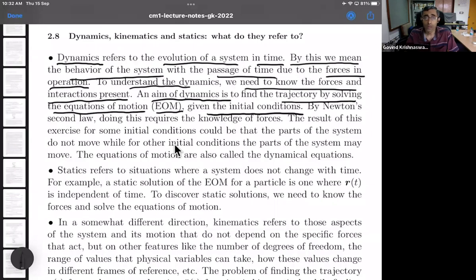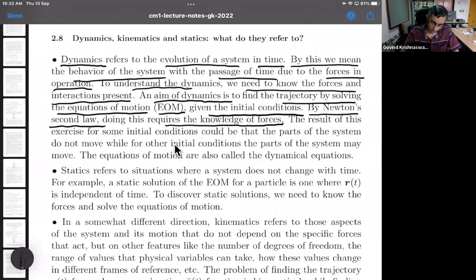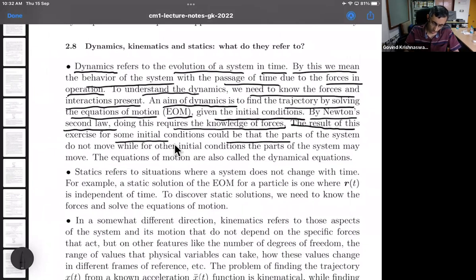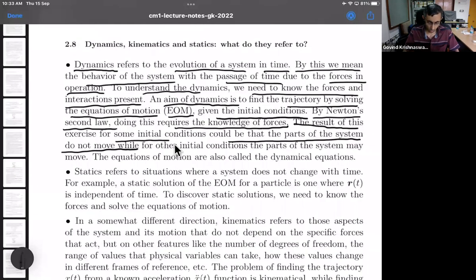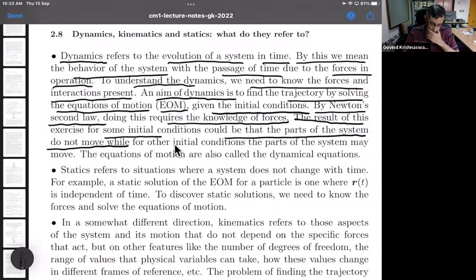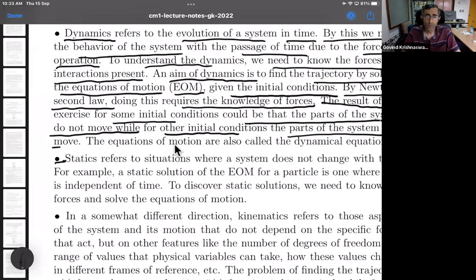So initial conditions are quite important in this process. So by Newton's second law, doing this requires the knowledge of forces. Yeah, so you need both forces as well as initial conditions. The result of this exercise for some initial conditions could be that the parts of the system do not move. Okay, so the system as a whole may not be moving, even the parts may not be moving. That may be the result of solving the equations or observing it. That is still called dynamics because you have accounted for the forces and solved the equations of motion. While for other initial conditions, the parts of the system may move. Okay, so that is also possible.